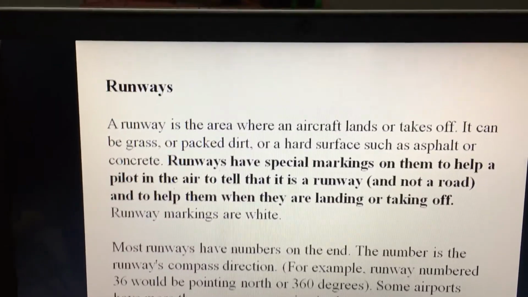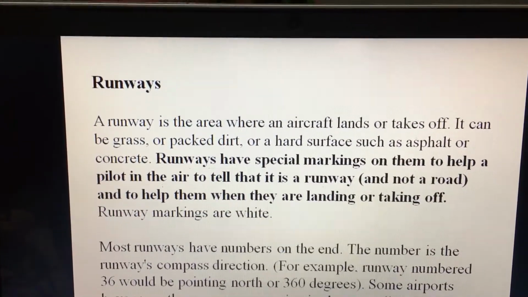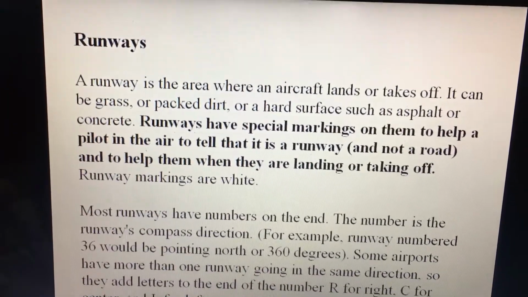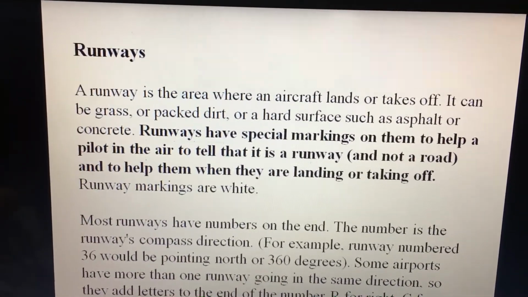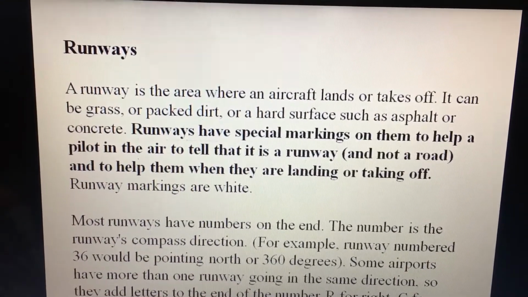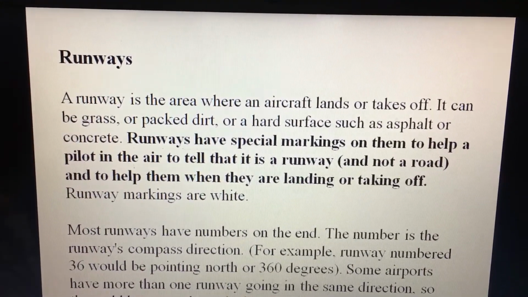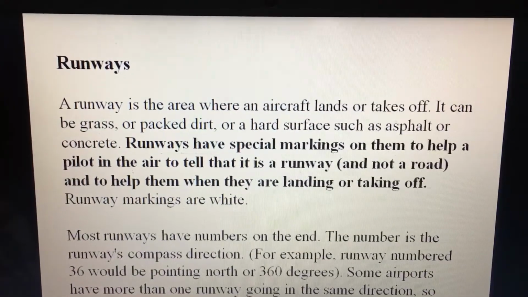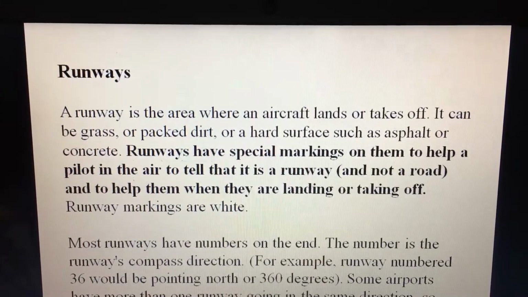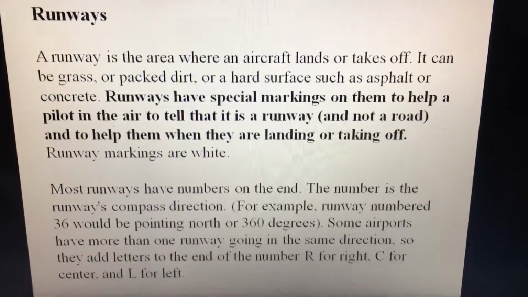Most runways have numbers on the ends. The number is the runway's compass direction. For example, a runway numbered 36 would be pointed north, or 360 degrees. Some airports have more than one runway going in the same direction, or they add letters to the end of the number: R for right, C for center and L for left.